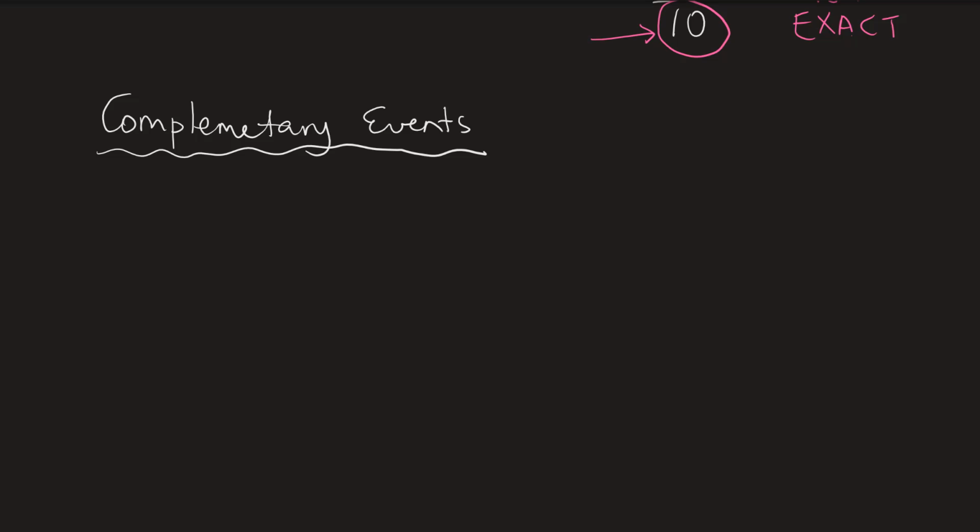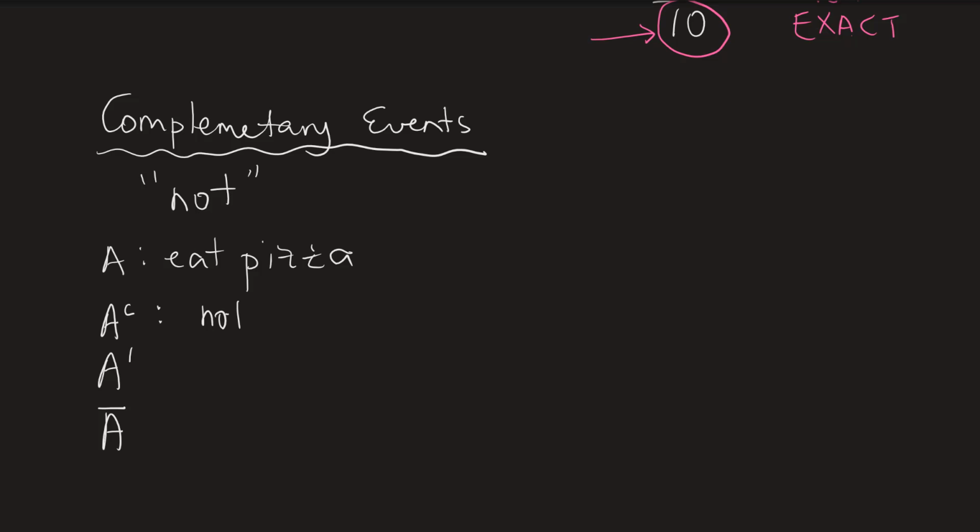The next thing I want to look at is something called complementary events. A complementary event is simply the not of the event. For example, if you have an event A and you say, I'm going to eat pizza for dinner tonight, then the complement of A, which is written like this, an A with a C, an A with a dash, or an A with a bar across the top. Any one of these, depending on what textbook you have. So A complement is that you do not eat pizza.